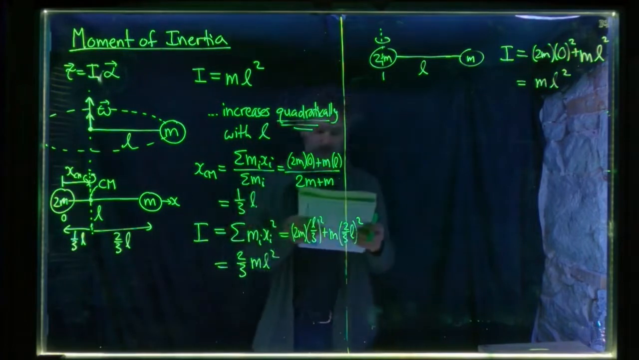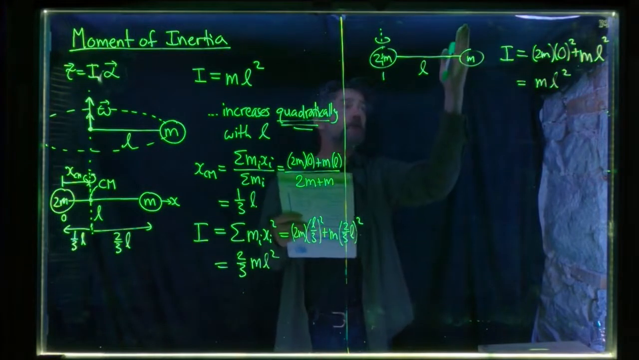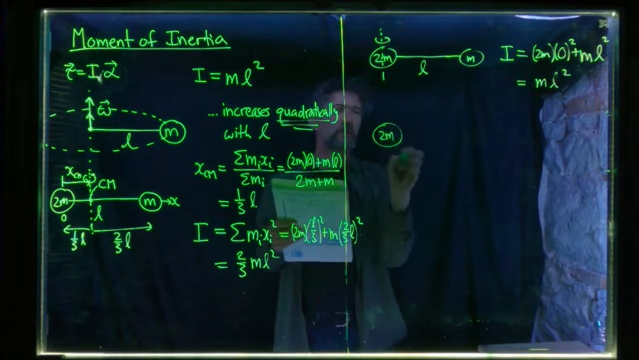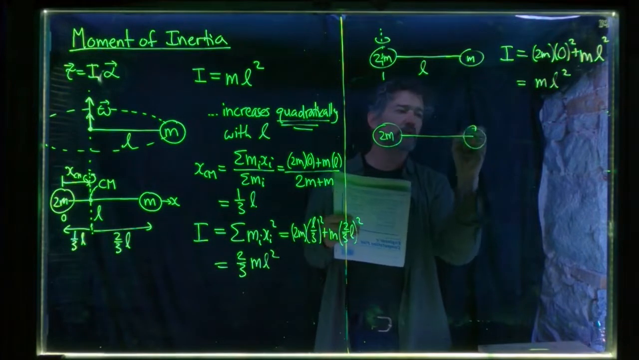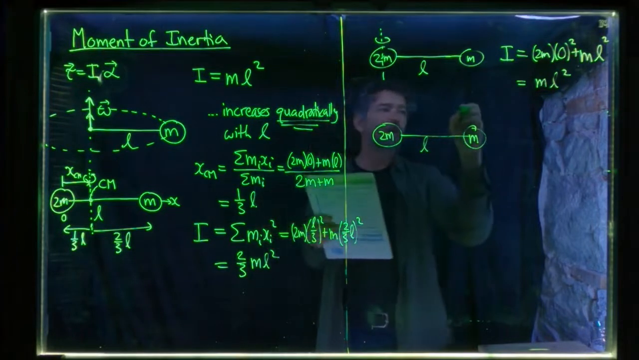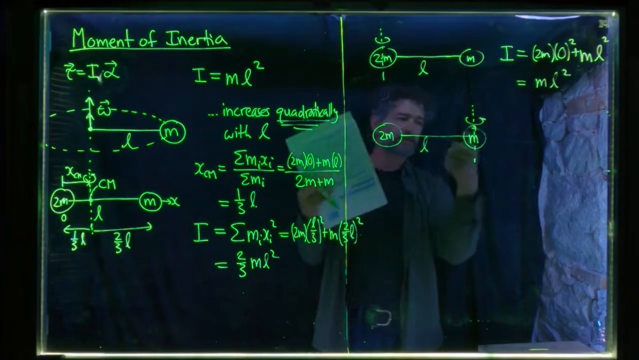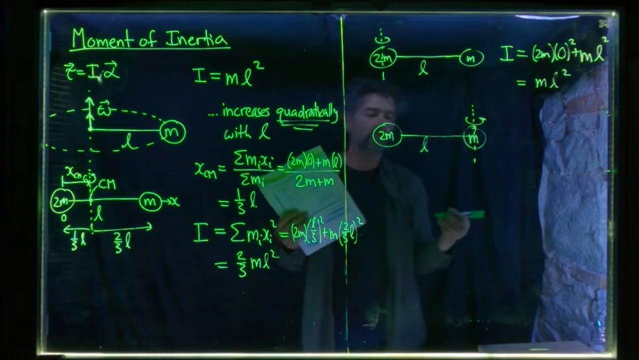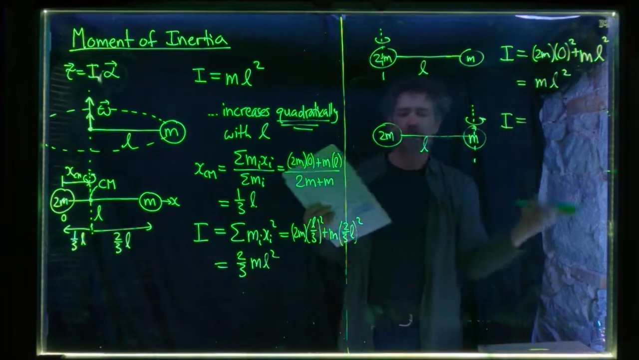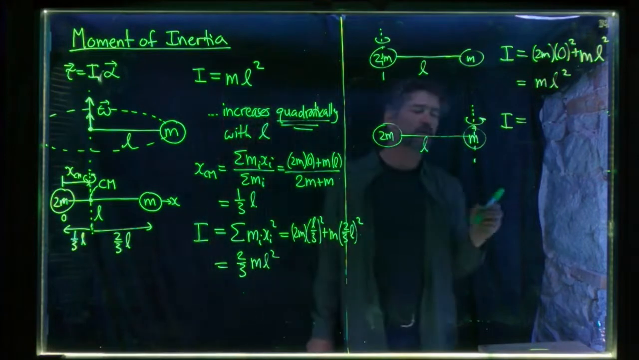The next example we'll look at is, what if we rotated it about an axis passing through little m? Now our situation looks like this. We have the same object, mass 2m, connected by a rod of length L to a mass little m, and we're going to rotate it about an axis that passes through little m. We ask, how much resistance does it present to changes in its angular velocity? The moment of inertia now is, same thing, the sum of mass times perpendicular distance squared.